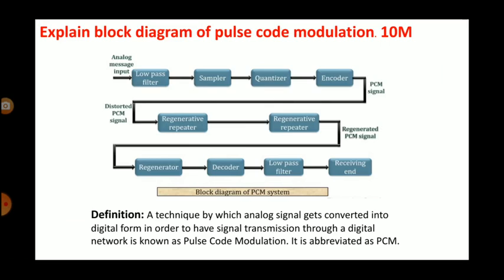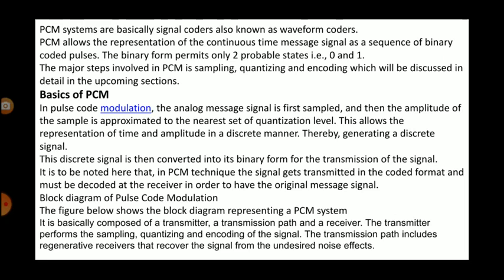Definition: a technique by which analog signals get converted into digital form in order to have signal transmission through a digital network is known as pulse code modulation. It is abbreviated as PCM. PCM systems are basically signal coders, also known as waveform coders. PCM represents the continuous time message signal as a sequence of binary coded pulses. The binary form permits only two probable states, that is 0 and 1. The major steps involved in PCM are sampling, quantizing and encoding, which will be given in the explanation.